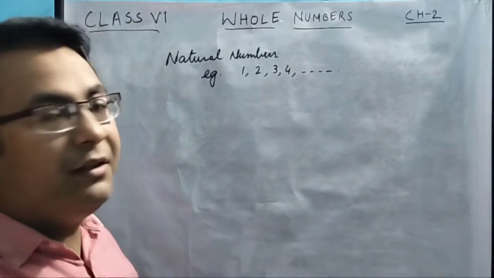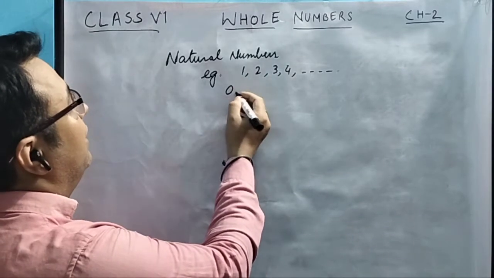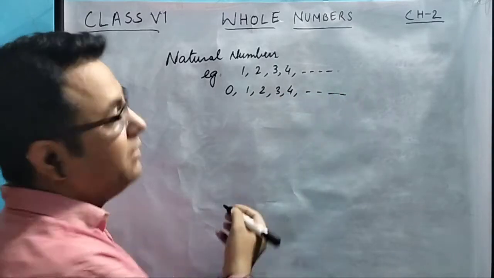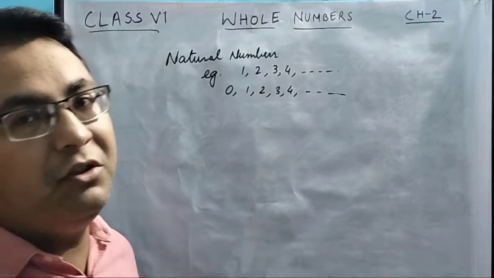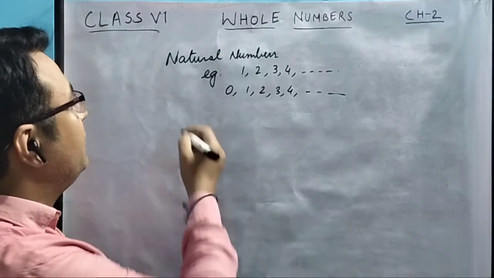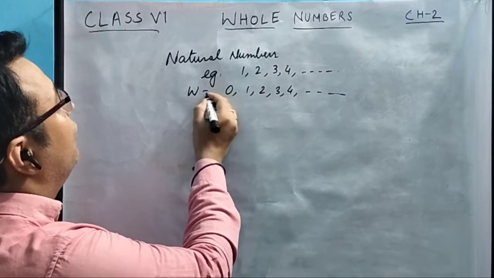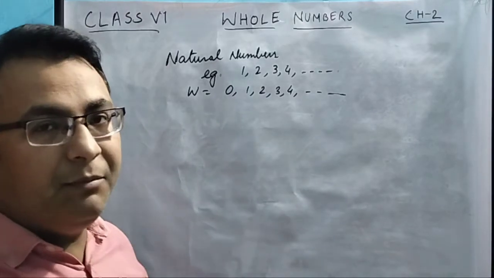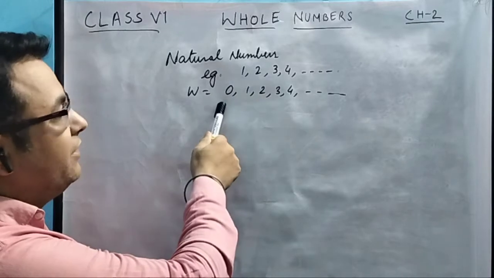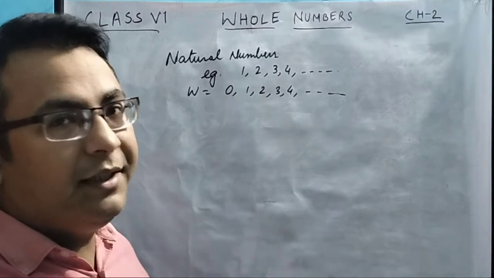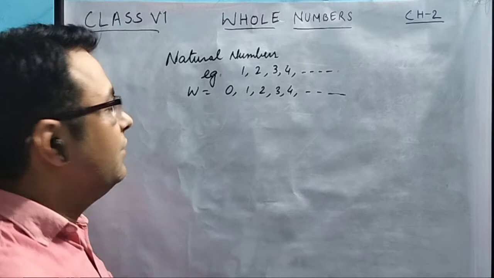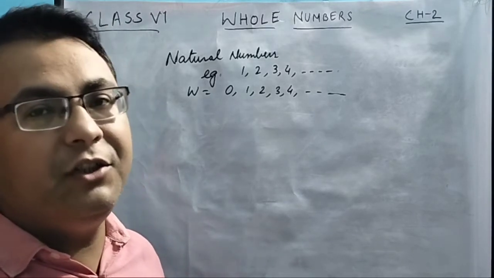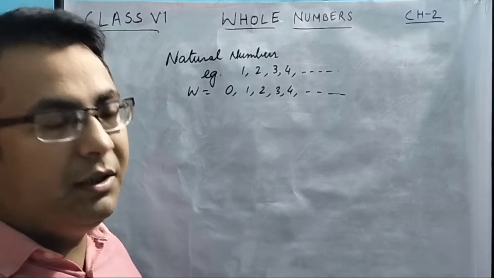And when we include the number 0 along with all the natural numbers, we get a new set of numbers called whole numbers. Whole numbers are represented by the capital symbol W. The smallest whole number is 0 and the greatest whole number cannot be found. So again, when we include the digit 0 along with the set of natural numbers, we get whole numbers.